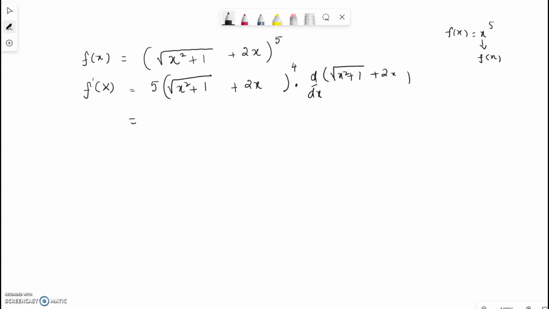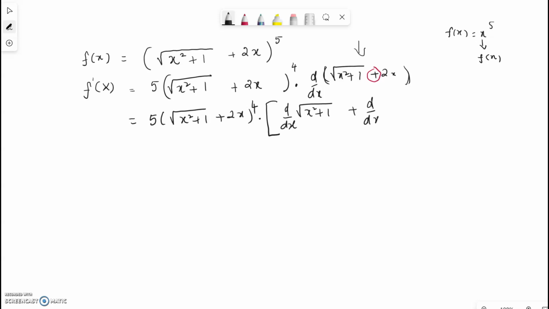The next step, this is done, so we don't touch this expression. The differentiation is done. But now we need to differentiate this function right here. Notice that it's a sum of two functions. So we use the sum rule. And what is that? Put a parenthesis because now you're going to break this into a sum. So it's the derivative of radical x squared plus 1 plus the derivative of the second function 2x. So it's a sum function. So the derivative of a sum is the sum of the derivatives.